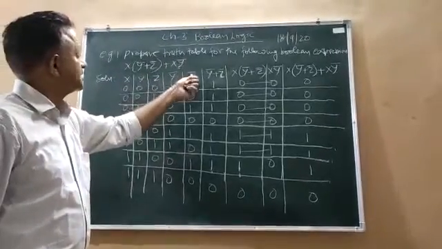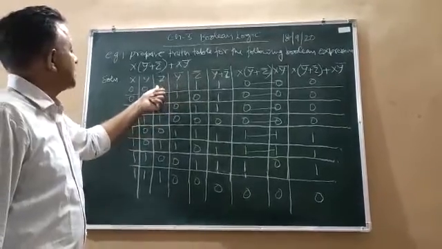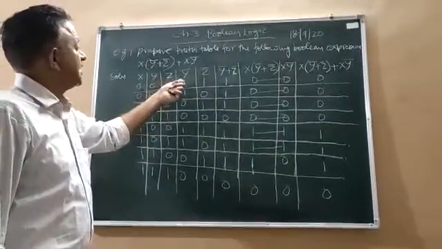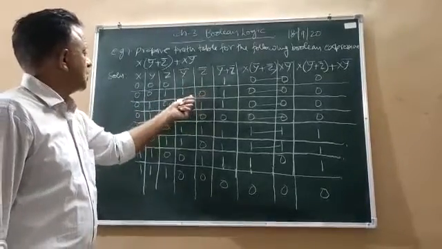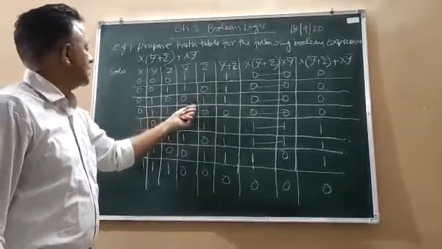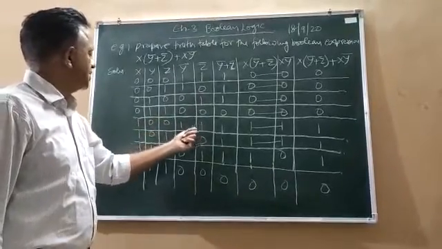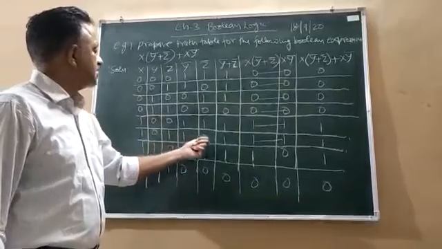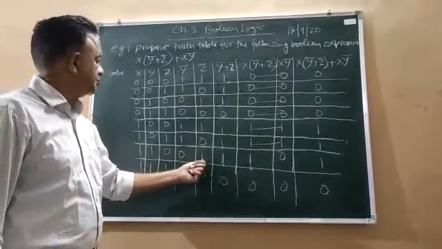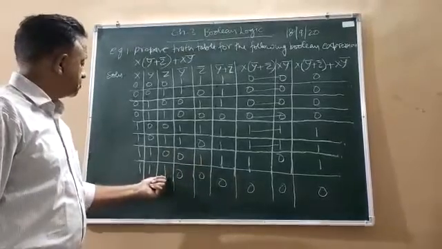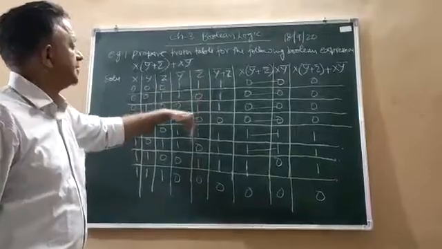Now in the next column we are taking the z complement. In z, first it is 0, then its complement would be 1. When it is 1, then it is 0. When it is 0, then it is 1. When it is 1, then it is 0. When it is 0, then it is 1. When the input is 1, then the complement is 0. Then the input is 0, then the complement would be 1. Then the input is 1, then the complement would be 0. So this is your z complement column.